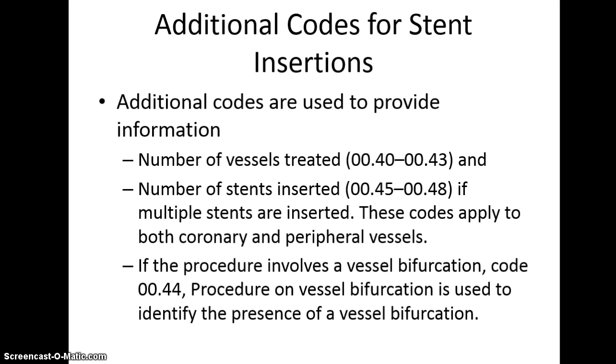There's also additional codes for stent insertions, identifying the number of vessels that are treated, going to codes 00.40 to 00.43, and then the number of stents that are inserted, and you'll find those in codes 00.45 to 00.48. These codes apply to both coronary and peripheral vessels. If a procedure involves a vessel bifurcation, you're going to want to use code 00.44, procedure on vessel bifurcation, to show that procedure.